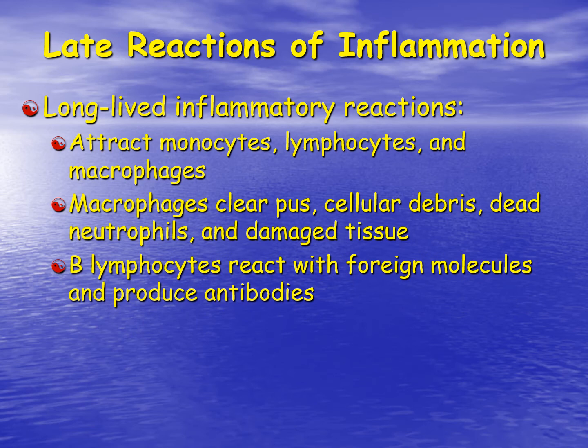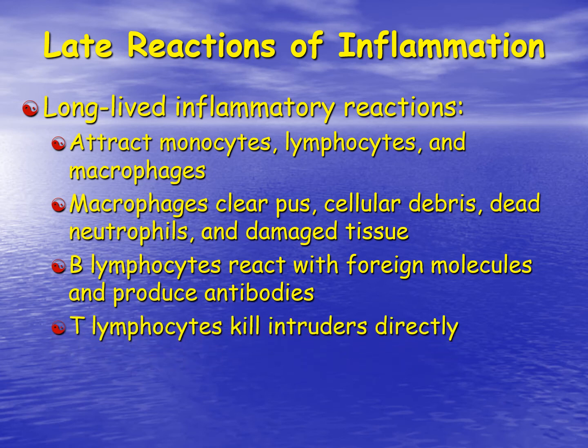B lymphocytes will be attracted to this area in the adaptive response to produce antibodies that will interact with any foreign antigens, and T lymphocytes will kill any abnormal or foreign cell directly.